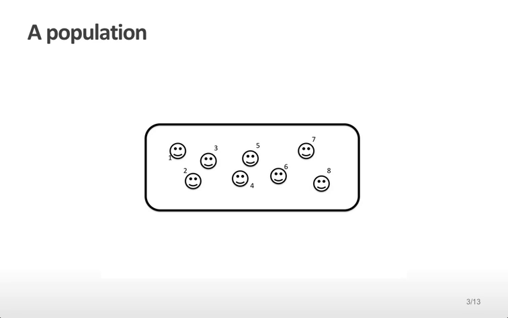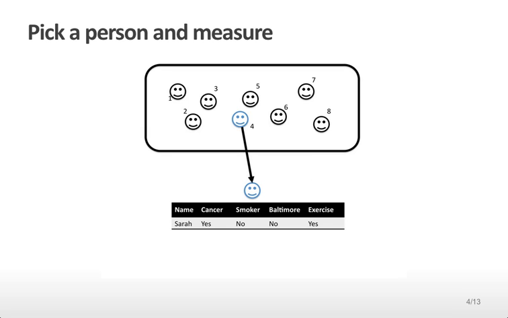So to understand this, we first need to consider the set of objects that we're interested in. In this case, it's this set of people. There are 8 people in this particular population, and we want to know something about that population. So what you can do is take one individual from that population, in this case, individual 4, and measure her. You can collect information about her name, about whether she has cancer or not, whether she's a smoker or not, whether she lives in Baltimore, and whether she exercises. Then, there are different ways that you could collect the data about the individuals in the population and measure these variables.